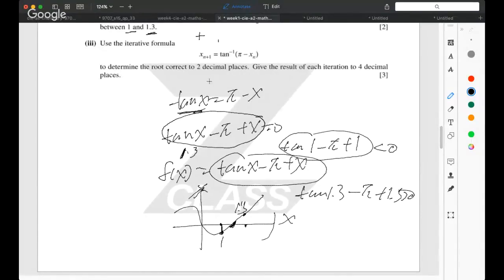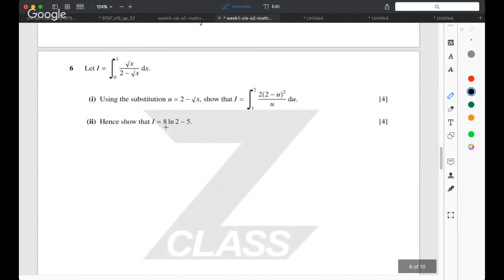So the last one is very easy. Do you know how the iterative formula works? You just pick a random number between 1 and 1.3, maybe 1.2, and you calculate this as 1.15, and then you put it back in again and recalculate until you get a value that is consistent to 2 decimal places. Next one. Here you go. Just by substitution here, please show that.